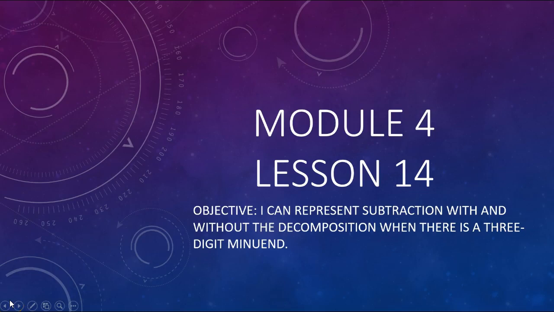Hello, second grade. This is Module 4, Lesson 14. And our objective today is I can represent subtraction with and without the decomposition when there is a three-digit minuend.